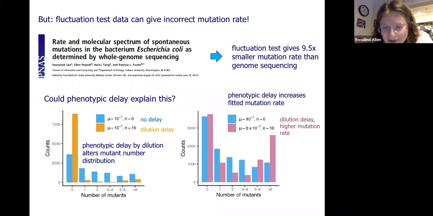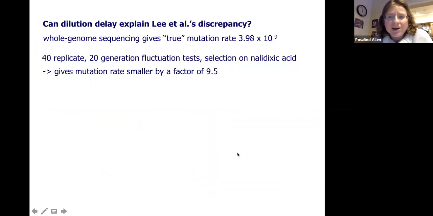Furthermore, if you simulate the fluctuation test with no phenotypic delay, then simulate with phenotypic delay and fit the mutation rate, indeed you would estimate a higher mutation rate. So it goes in the right direction for explaining the Lee et al. data. What we tried to do is directly simulate the Lee et al. experiment.